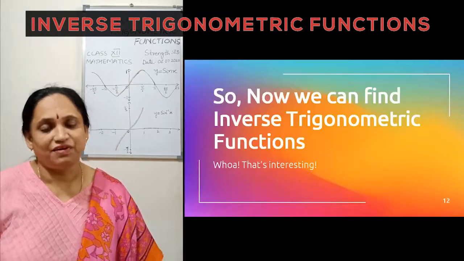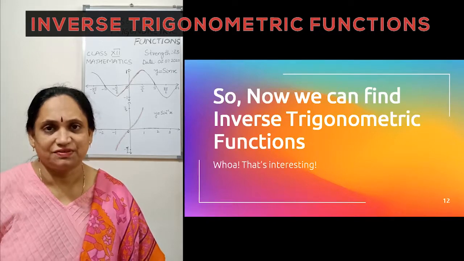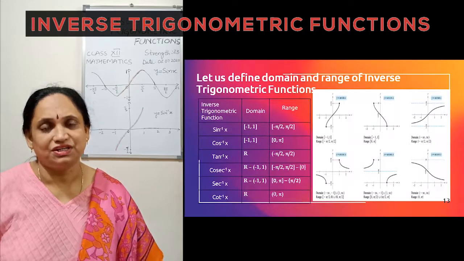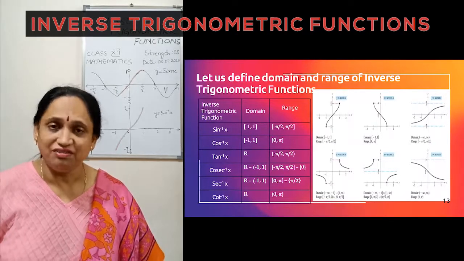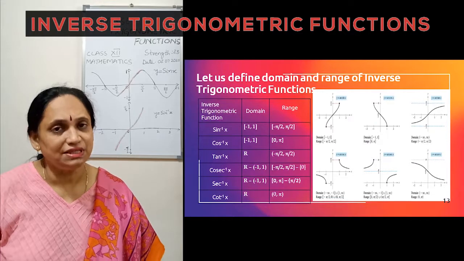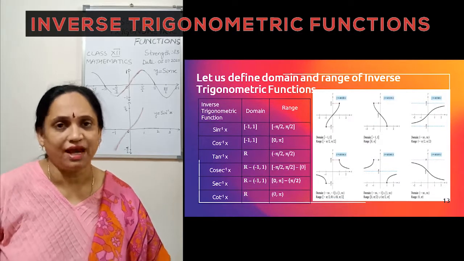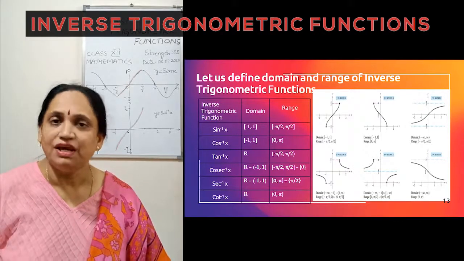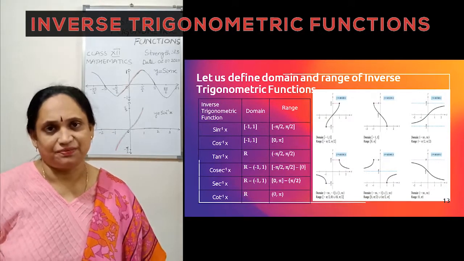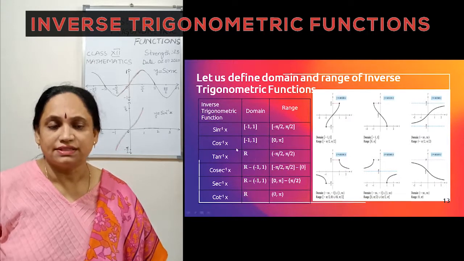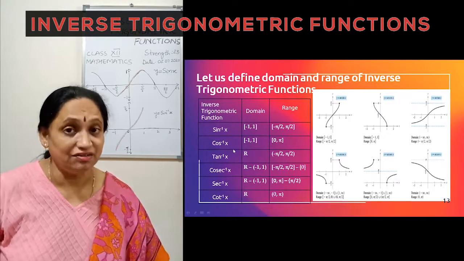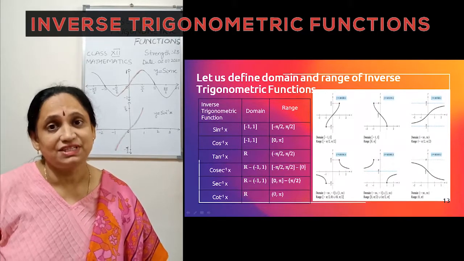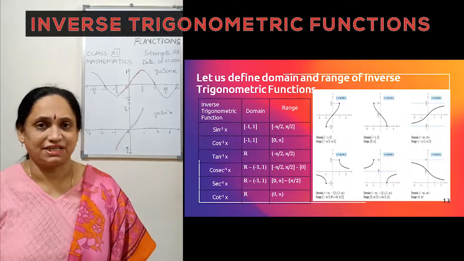So now we can find inverse trigonometric functions. Let us look at the graphs and the domain and range. So we define the domain and range of inverse trigonometric functions. We simply interchange the domain and range of the trigonometric functions, and we get the domain and range of the inverse trigonometric functions. So now our functions are sine inverse x, cos inverse x, tan inverse x, cosecant inverse x, secant inverse x, and cot inverse x.